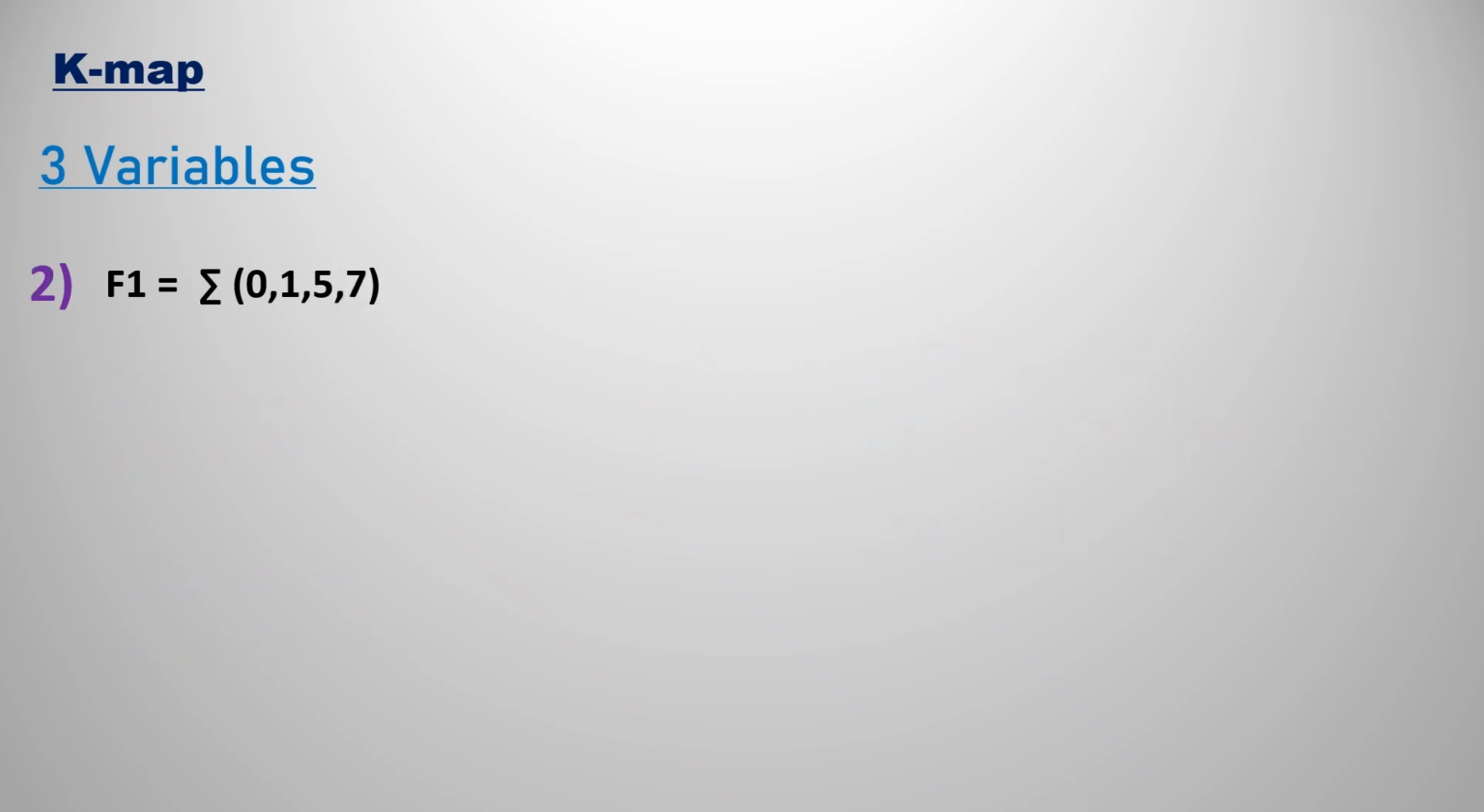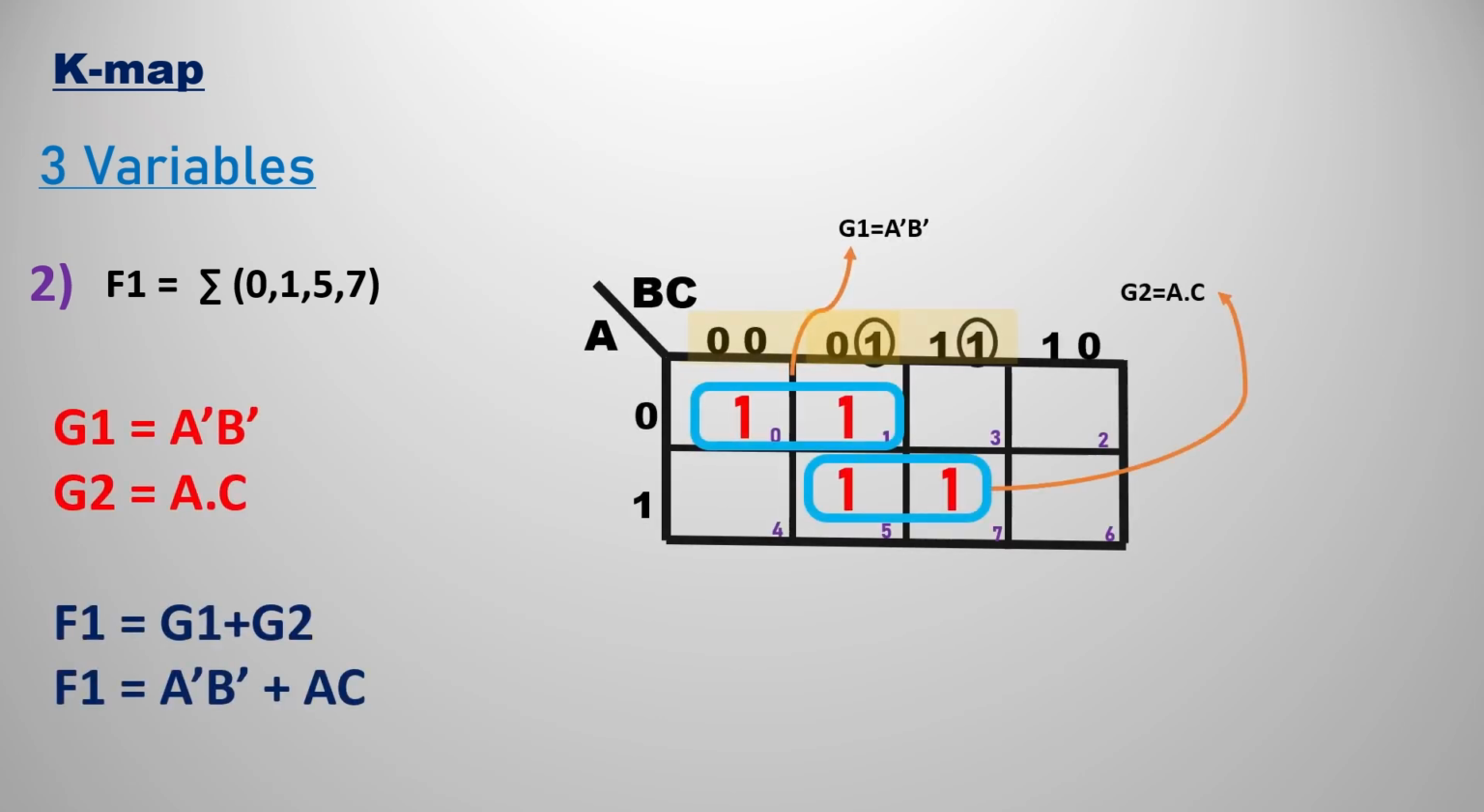Let's see the second example, where in the positions of 0, 1, 5, 7 we have to fill all with ones. So this is the 3 variable K map of 0, 1, 5, 7. If you don't understand, let's see it step by step. This is the second example that we are going to see step-wise. We will see group 1, then group 2, then add up. After 2-3 examples, there is no need for 2 steps, we can write it directly in a single step.